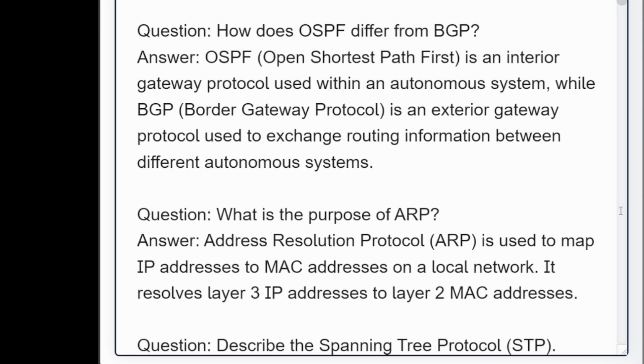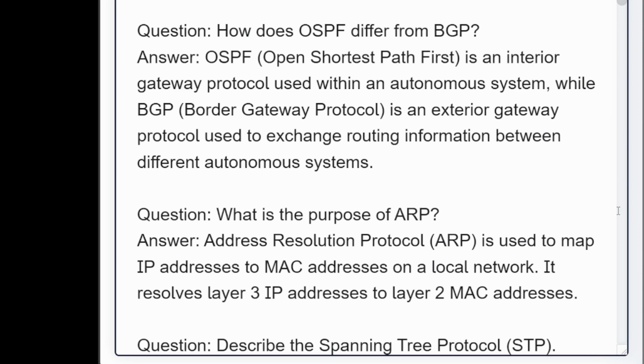Question: how does OSPF differ from BGP? Answer: OSPF, Open Shortest Path First, is an interior gateway protocol used within an autonomous system, while BGP, Border Gateway Protocol, is an exterior gateway protocol used to exchange routing information between different autonomous systems.